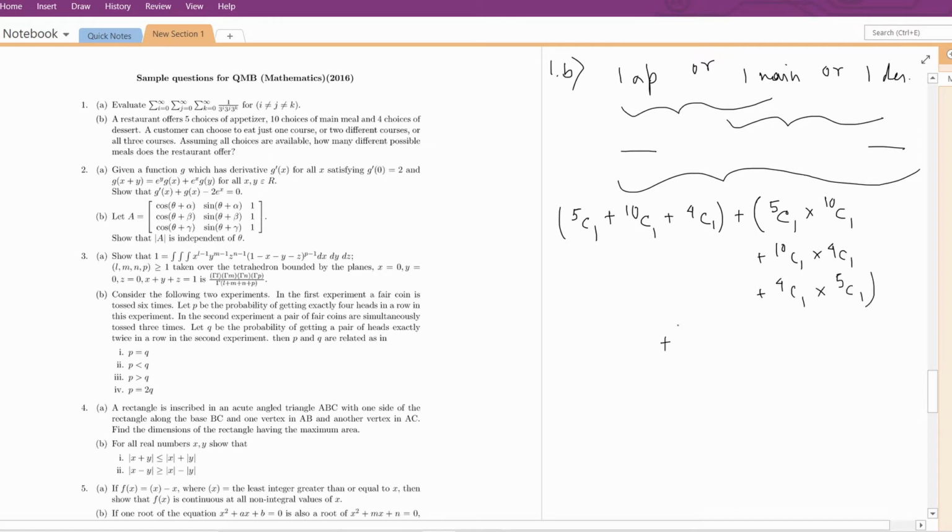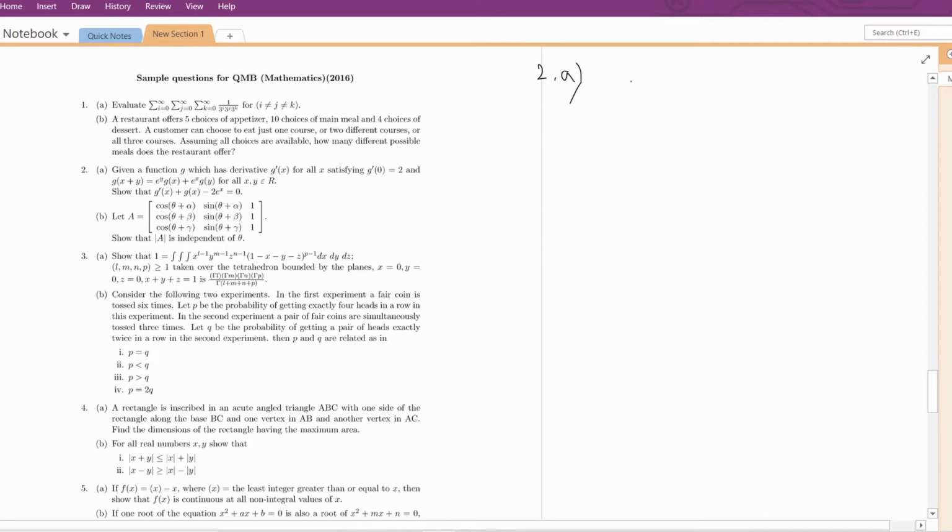Now the last case is the customer is choosing one appetizer and one main meal and one dessert. So how many ways can this be done? 5c1 into 10c1 into 4c1. Just do this sum and you will get 329. This is the answer.